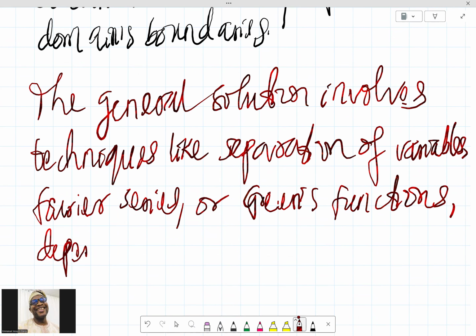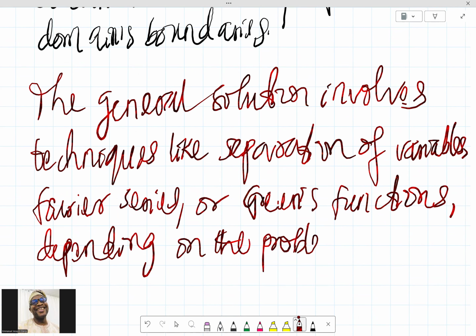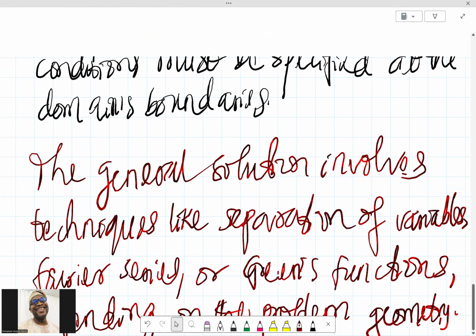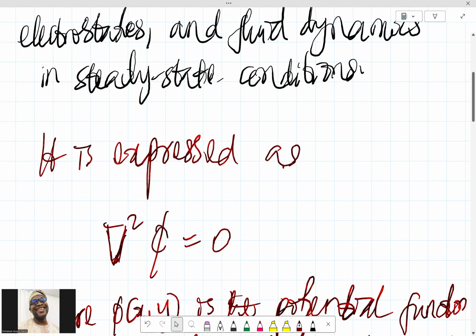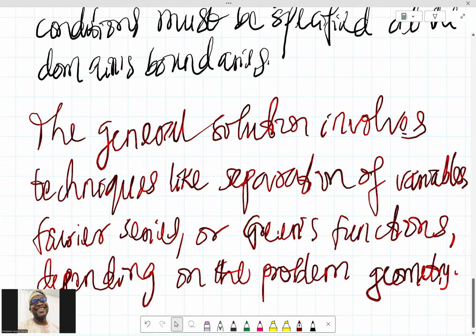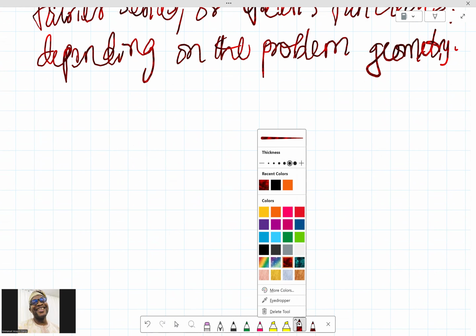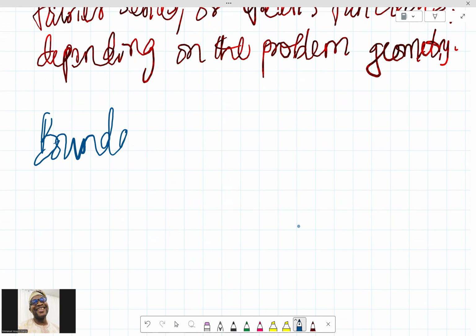It all depends on the problem geometry, because partial differential equations are about space and time. So the path traced by fluid flow or heat flow and everything is really important. Now, the key thing here, if you remember, the topic is about Laplace equation and boundary conditions. So the boundary conditions are really important in this situation. Let's talk about the boundary conditions now.